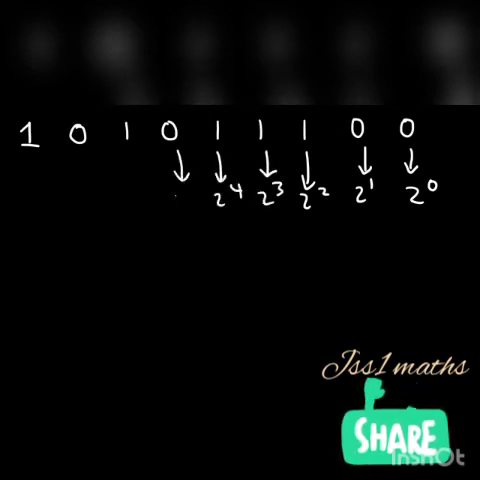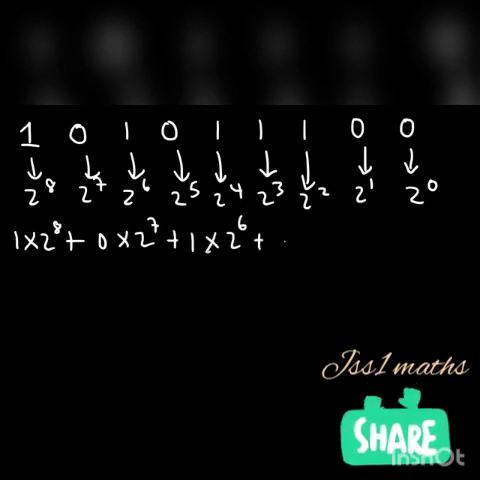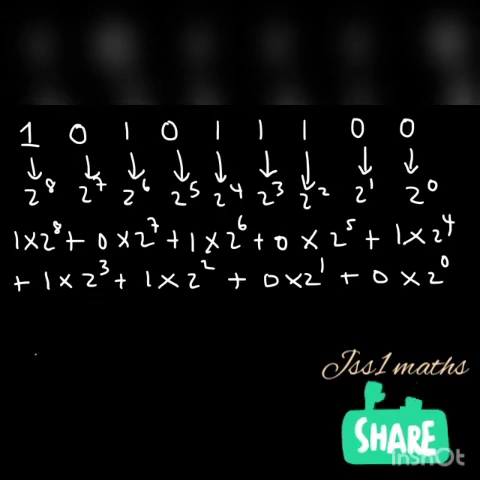So as you go to the left, you could see that the exponents are increasing by 1. And so we're going to have 1 times 2 to the 8, and then 0 times 2 to the 7, and then 1 times 2 to the 6, and then 0 times 2 to the 5th, and then after that it's 1 times 2 to the 4th, plus 1 times 2 to the 3rd, plus 1 times 2 squared, plus 0 times 2 to the 1st, plus 0 times 2 to the 0.